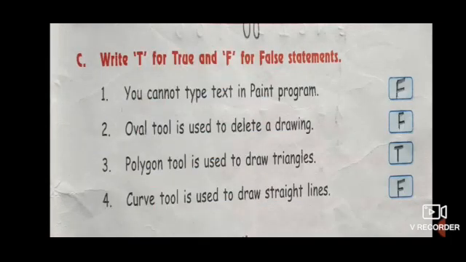Now the C part, write T for true and F for false statements. The first one is, you cannot type text in the Paint program. False. We can type. Second, oval tool is used to delete a drawing. False. Polygon tool is used to draw triangles. True. Curve tool is used to draw straight lines. False.